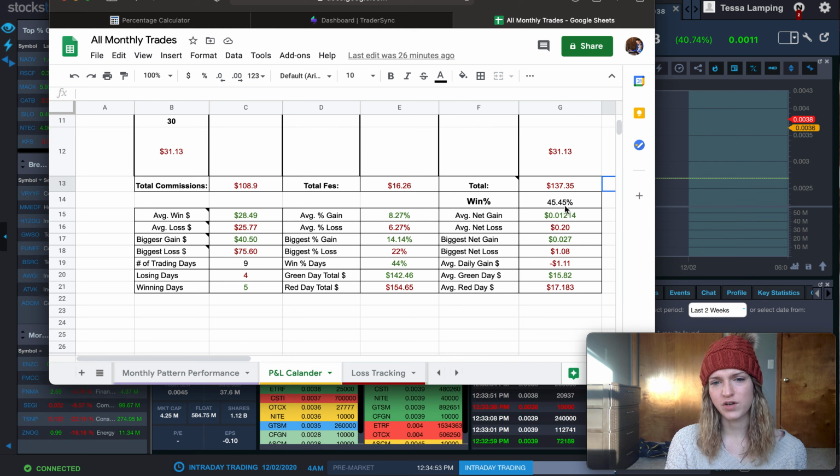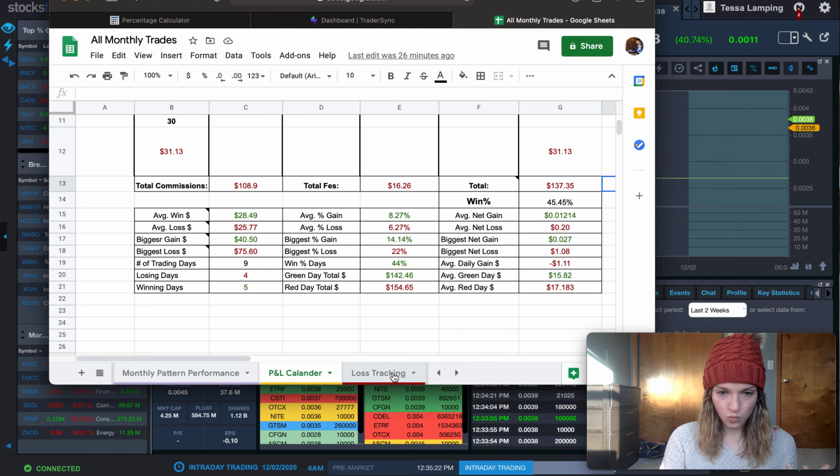My win percent was 45, and all these numbers I got from TraderSync, to be honest, but it doesn't hurt because I'm trying to go over this. Average win, average loss, average percent gain, and see, this is why TraderSync's easier, but I'm trying to reinforce everything, so I take the stats from TraderSync and I put it on here.